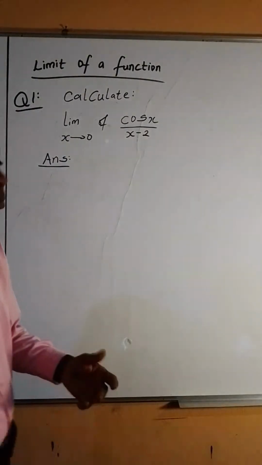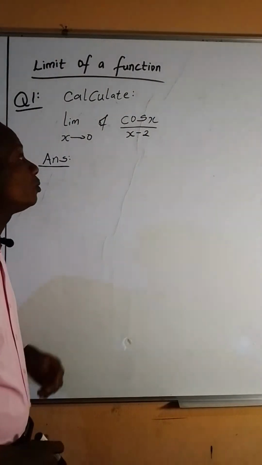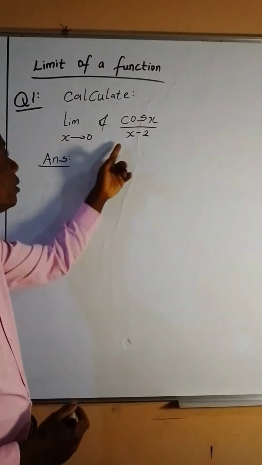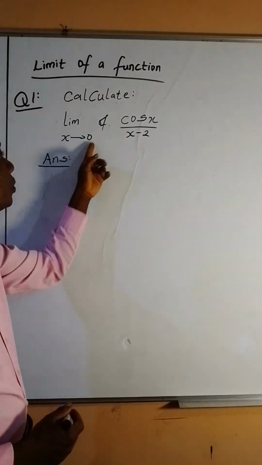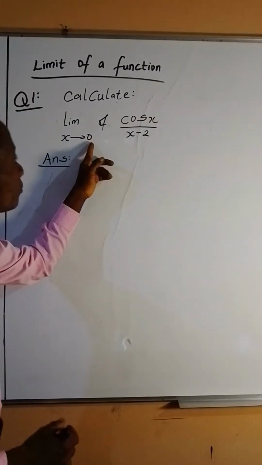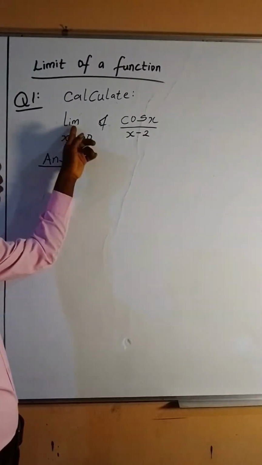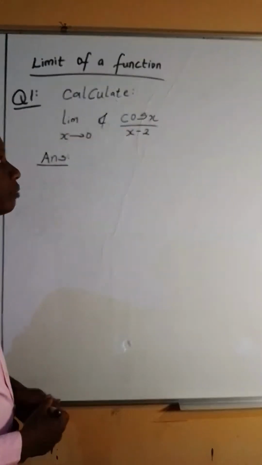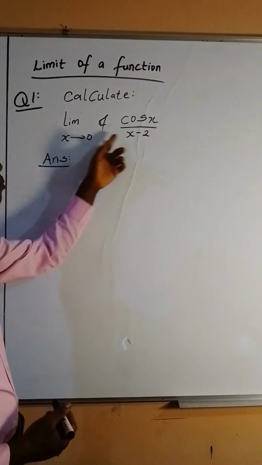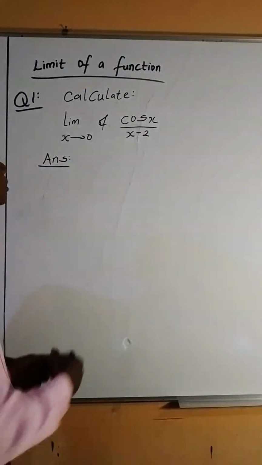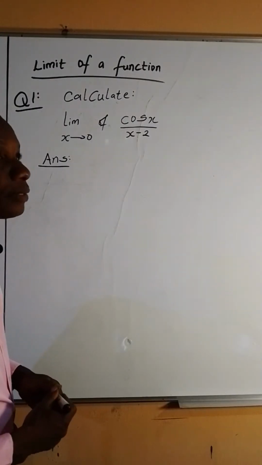Now a limit is simply the value of an expression or a function as the variable here approaches a particular point. So the point here is 0. So as x approaches 0, what is the limit of this expression? That's exactly what we'll be looking at in today's class.